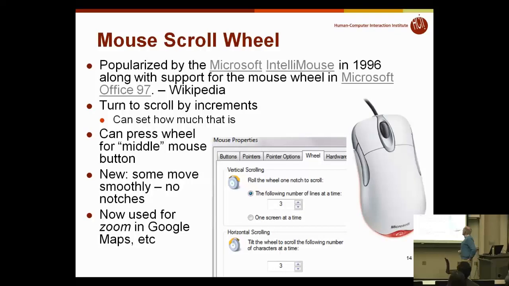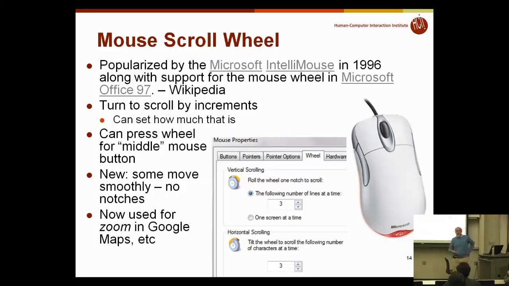According to Wikipedia, it was popularized by Microsoft. It was part of the first optical mouse that they added the scroll wheel to, so it had a whole bunch of advantages. It was a very popular, fast-selling mouse, much more accurate than the physical mice that had come before it. And this scroll let you control, and this is from my current system.